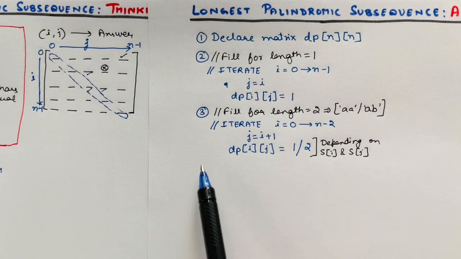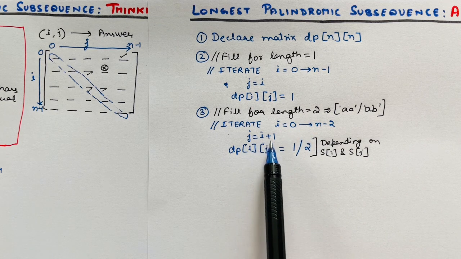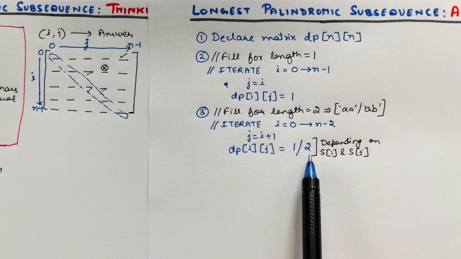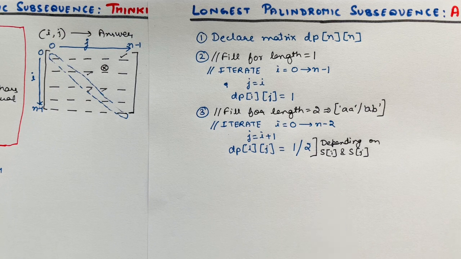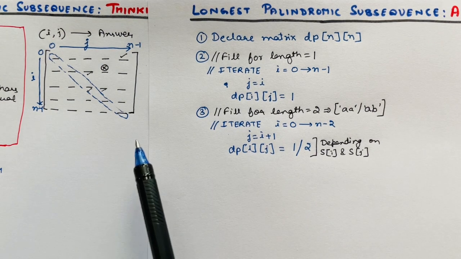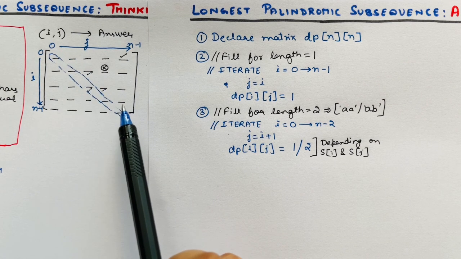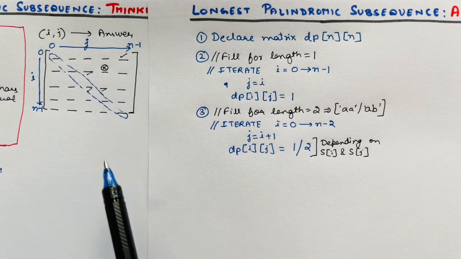So we again iterate from i equal to 0 to n minus 2. Now since length is equal to 2, our j becomes i plus 1, and dp[i][j]'s value becomes 1 or 2, depending on whether the two characters are equal or different. Our next aim is to fill for lengths 3 to n. With length 2, this second diagonal was also filled. Now we will keep using these values to fill the next diagonals.